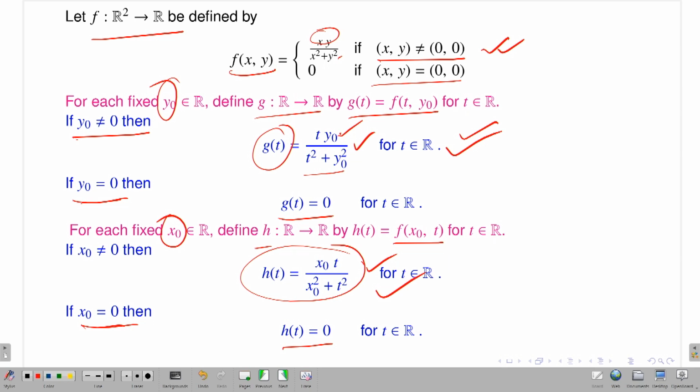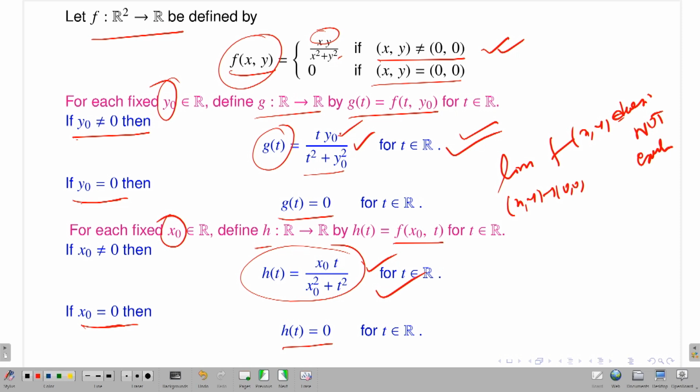However, let us see the continuity of small f at the point 0 0. By looking at the function I can easily say that this function is not continuous at the point 0 0. Why? Because I already discussed in my last slides that the limit of this function as x y approaches 0 0 does not exist, which I already proved.